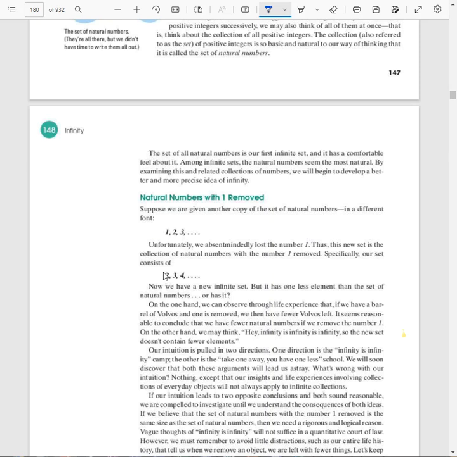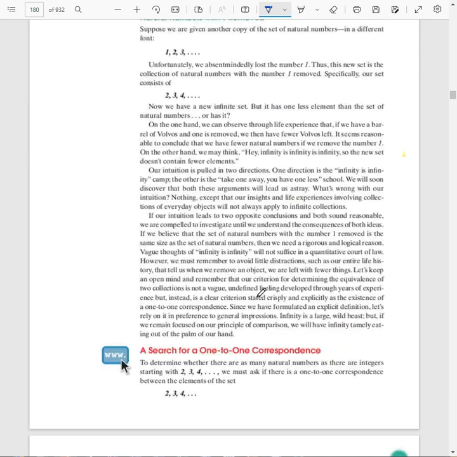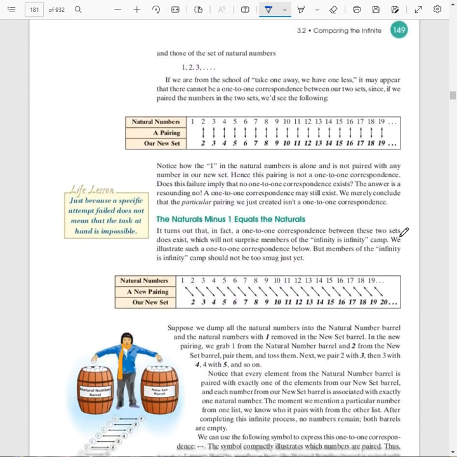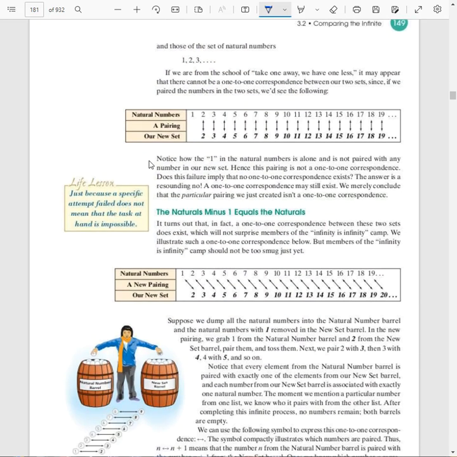But what if you took out 1? Now, obviously, we've removed 1, but this is still infinite, right? But which one's bigger? How do we know which one's bigger if we can't write down all the numbers in the set? So what we want to do is find a one-to-one correspondence. Moving on to this next page, and you should read these pages as well. We can't just pick the first thing that comes to mind and say, oh, it doesn't work. You might have to adjust your numbering a little bit. Things shift.